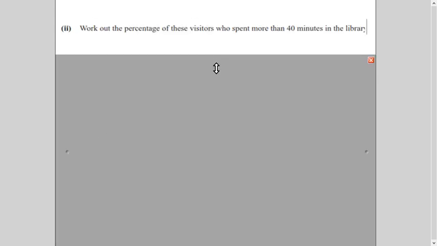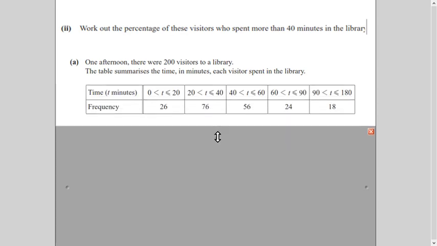So let's see the table which was given to us here. This was the table given to you. The question is saying visitors who spent more than 40 minutes. Now 40 is coming here, T is greater than 40. It means these are the visitors who spend time more than 40 minutes.